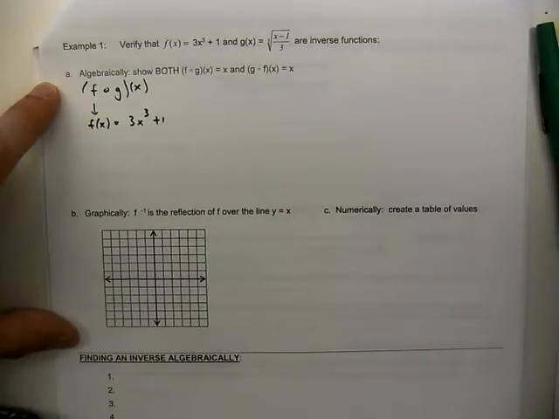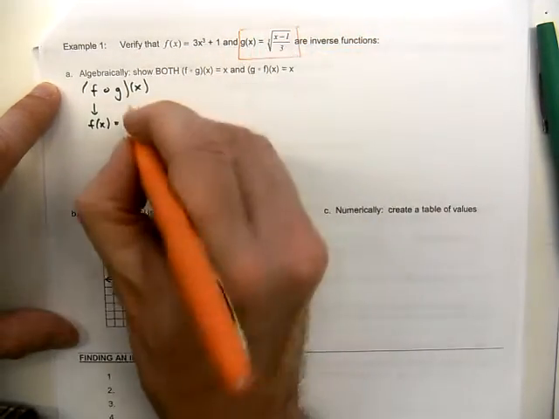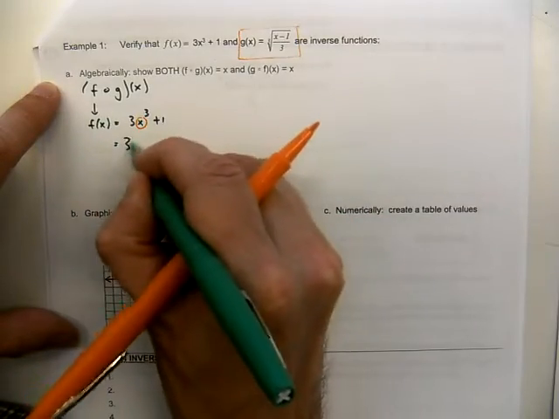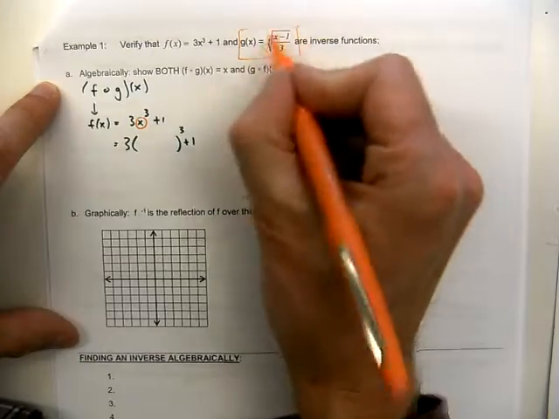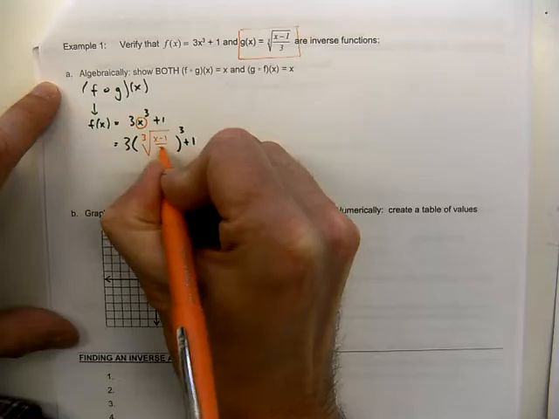And let me color code this. For my second function, I'll use my orange color here. That is going to be plugged in right there for the input. So we end up with 3 times my input cubed to the power of 1. And again, that input is cubed root of x minus 1 over 3.